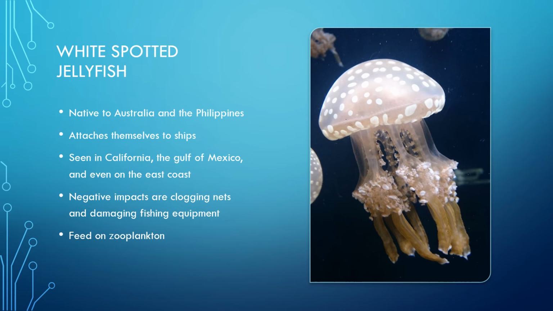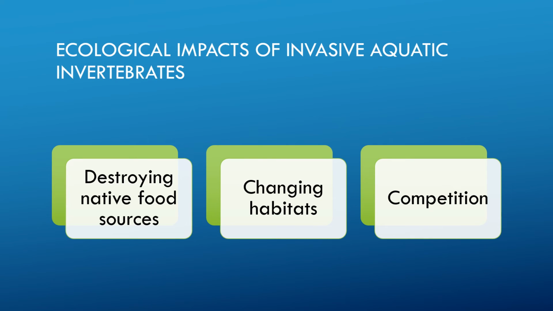They feed on zooplankton. They are able to consume a massive amount of zooplankton, which makes them a threat to ecosystems. Some of the negative impacts that they have is on the shrimp industry by clogging the nets and fishing equipment, which makes it really hard on the economy and fishers.